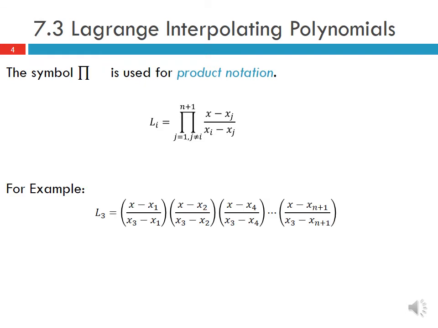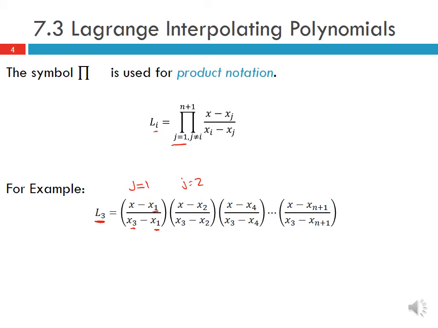So basically what this means is that for a given i, we want to loop over j using this product notation. So for example, L3, so i is equal to 3, is equal to x minus x1, so this is where j is equal to 1, divided by xi minus xj, so x3 minus x1. So here j is equal to 1, and then we increment j to 2, and you see that we're multiplying here. So it's the first term multiplied by the second term multiplied by the next term, etc. So again, we have x minus x2 divided by x3 minus x2.